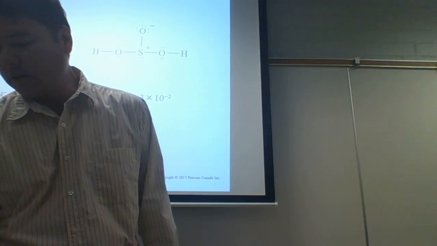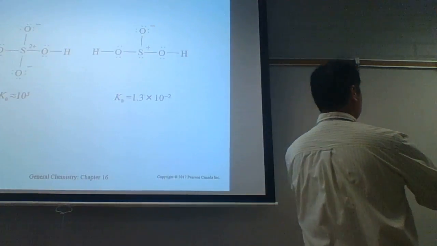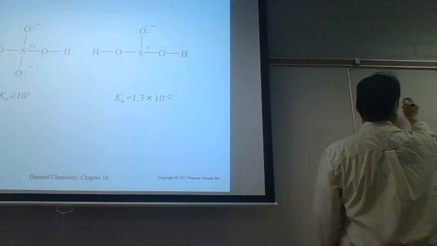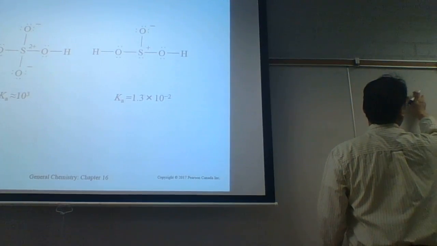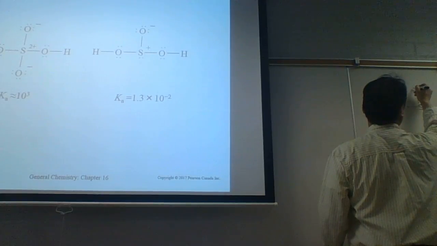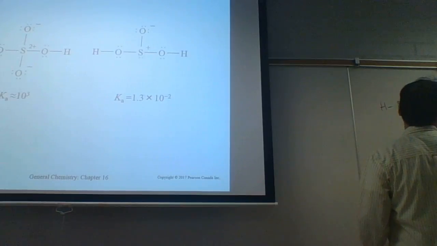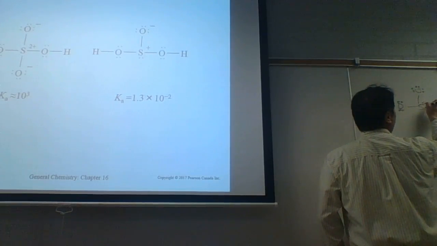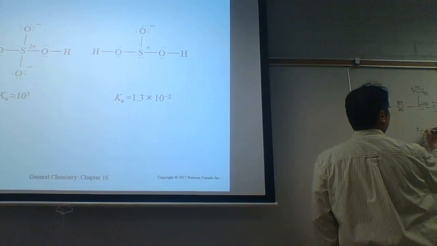Regarding these structures, what we could do is draw a series of potential structures. The first one is with no expanded octet. This one is going to have covalent and ionic bonding interaction, and this one is going to have an expanded octet.